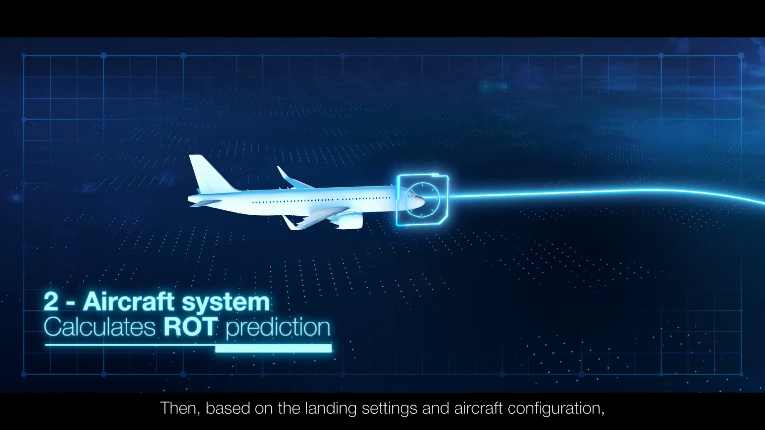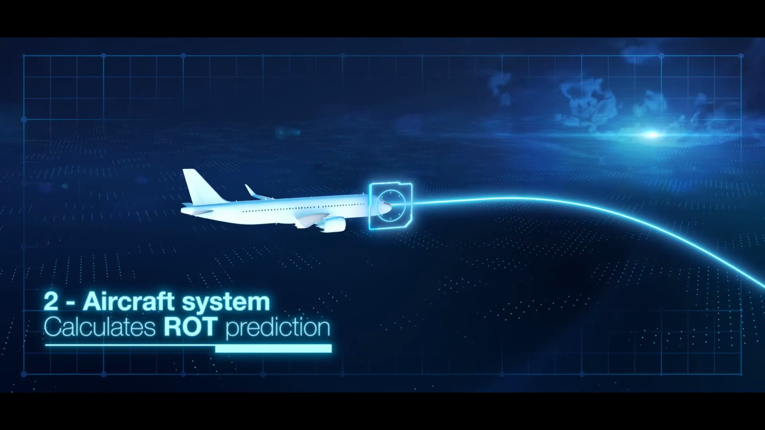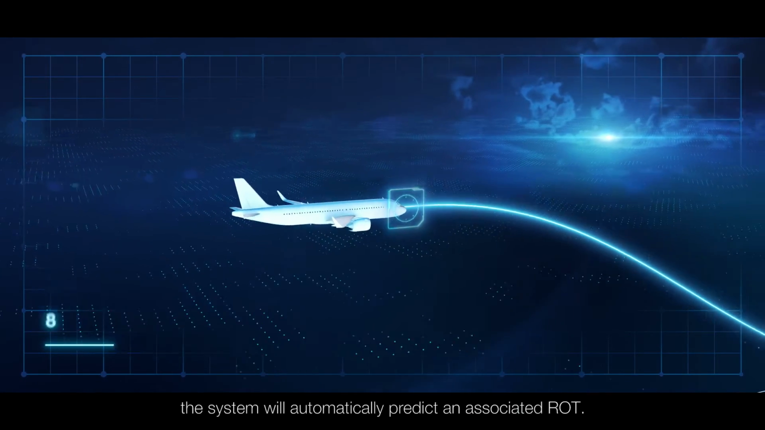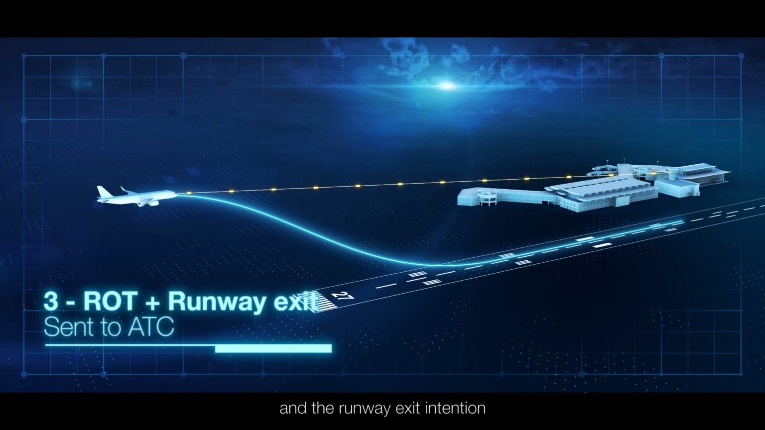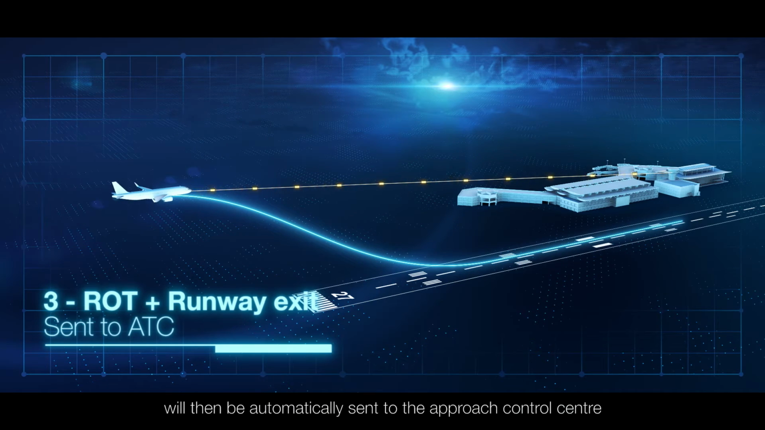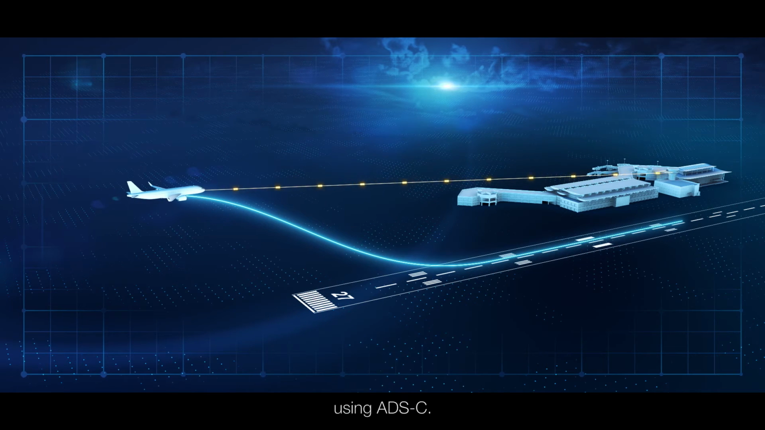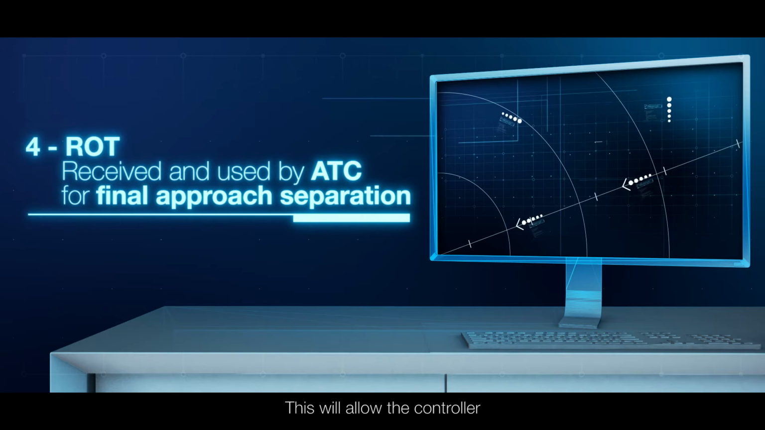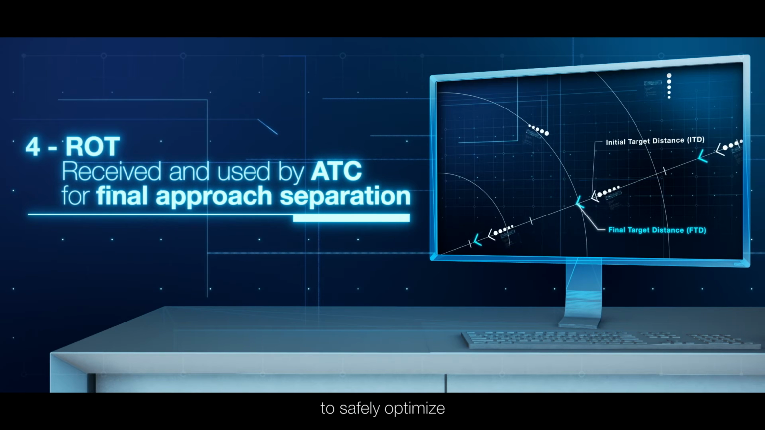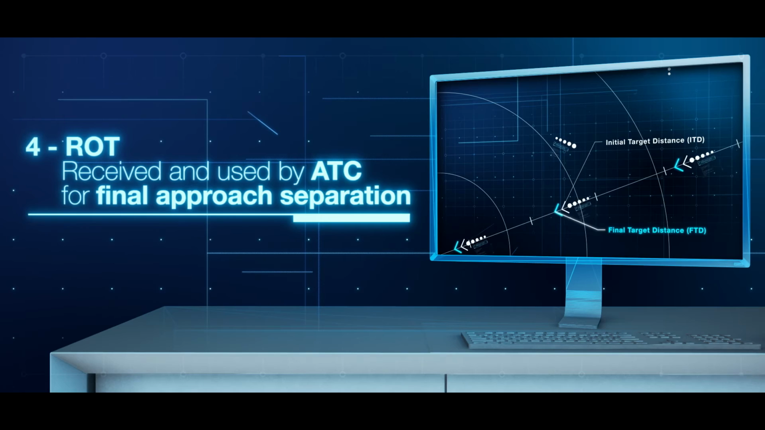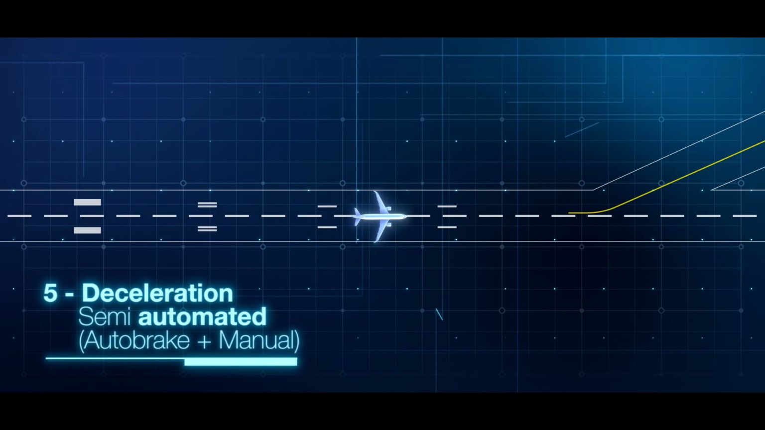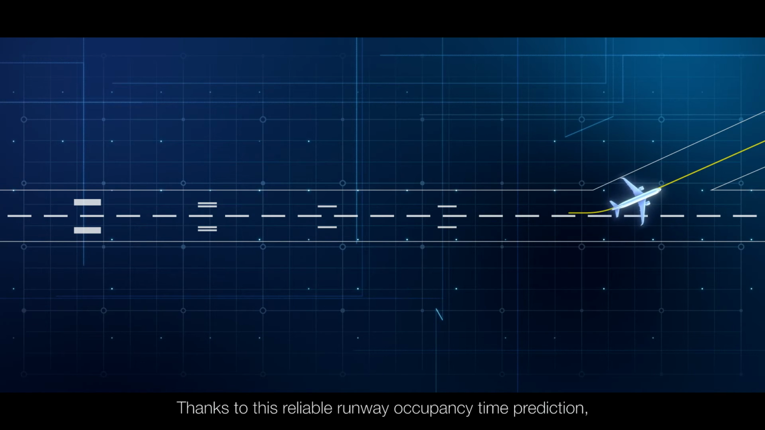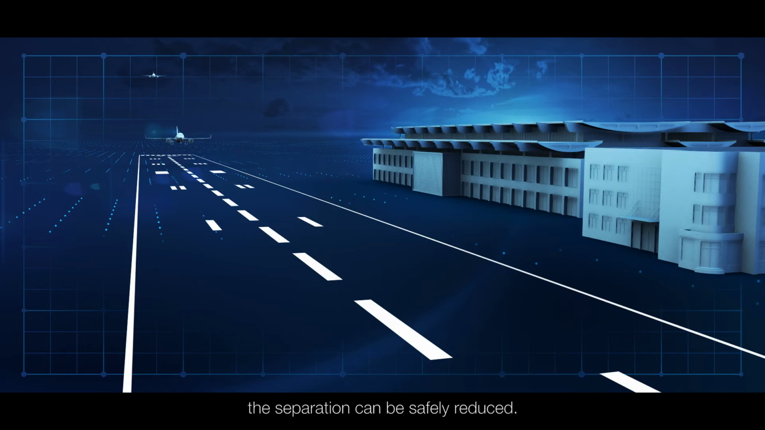Then, based on the landing settings and aircraft configuration, the system will automatically predict an associated ROT. This predicted ROT value and the runway exit intention will then be automatically sent to the approach control center using ADSC. This will allow the controller to safely optimize the separation behind the aircraft. The pilot will then perform a landing as per current procedures using the existing Autobrake system.